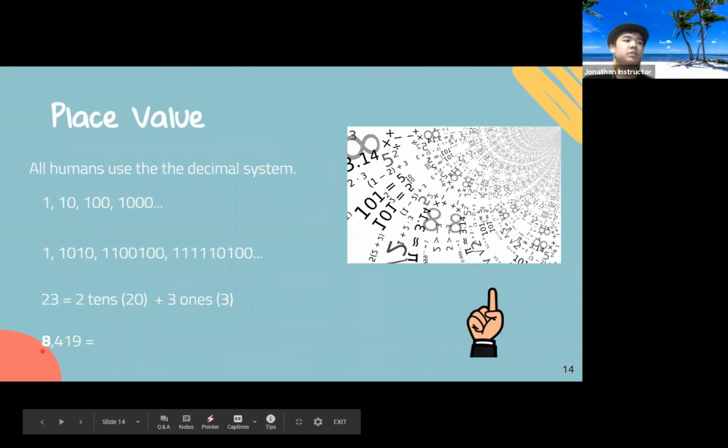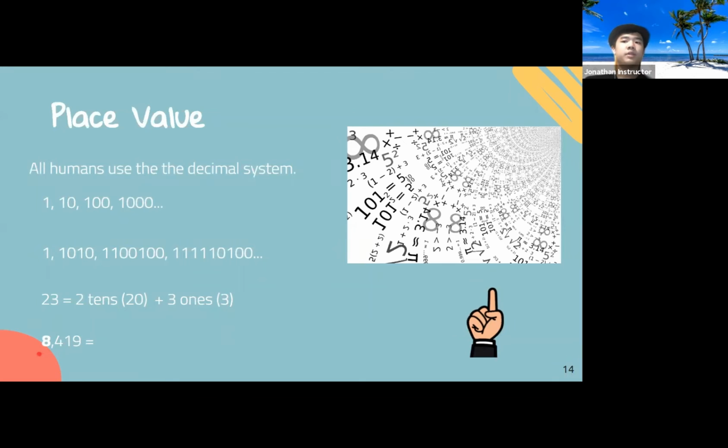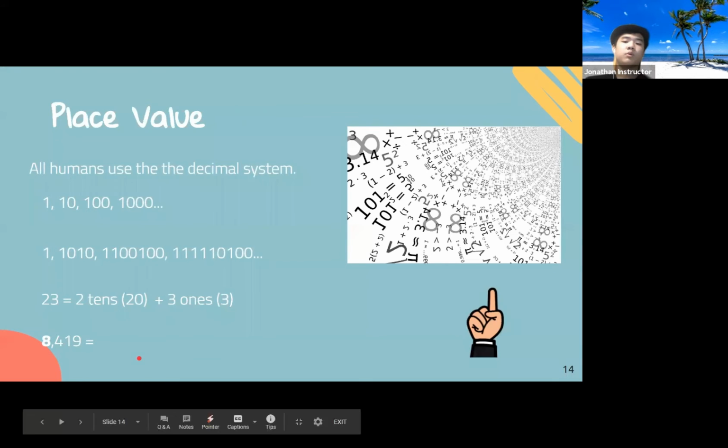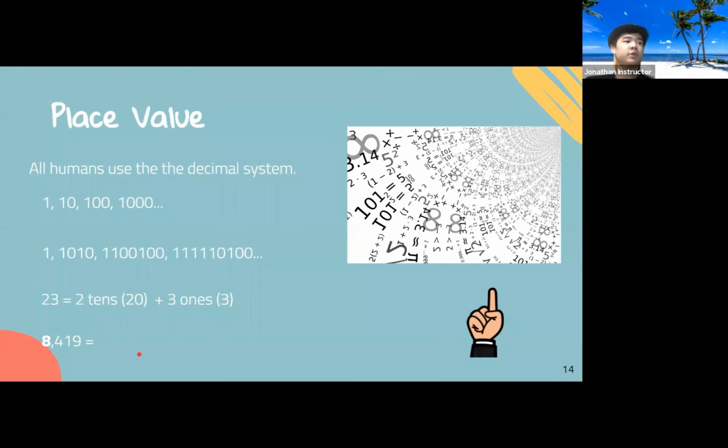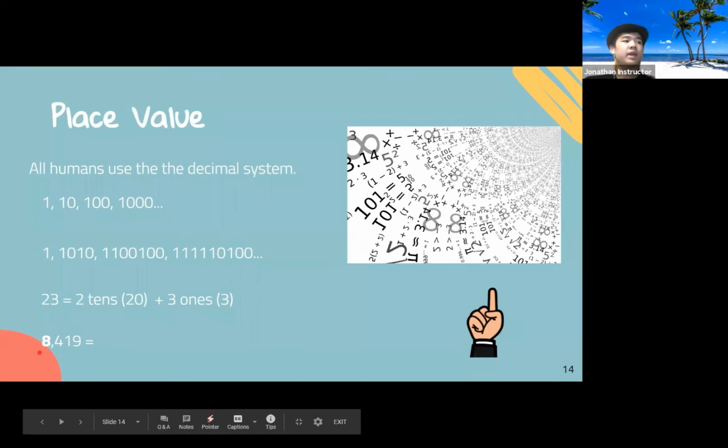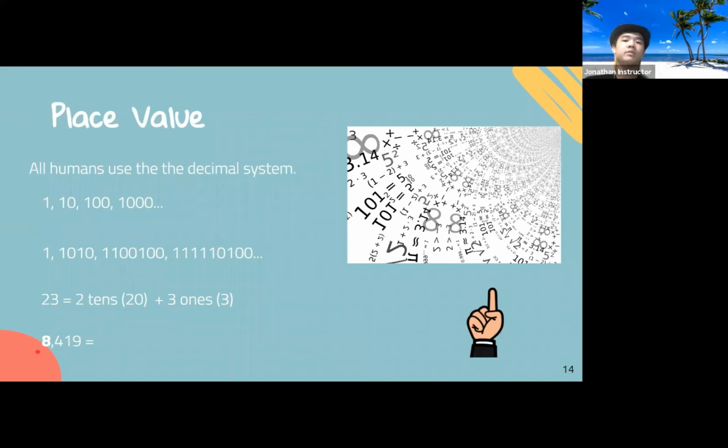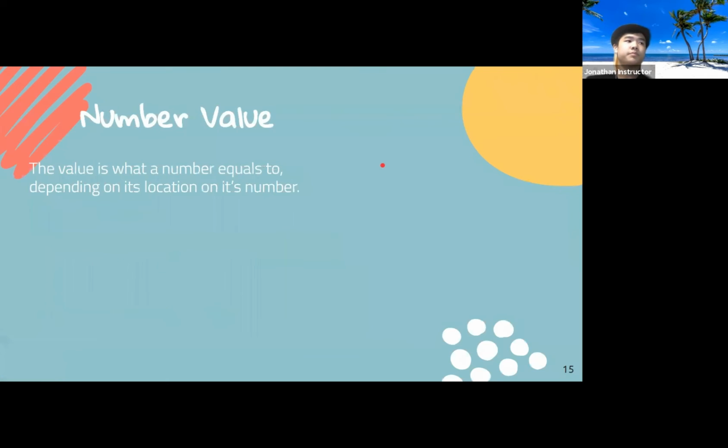So what about this? The place value of 8, which I bolded here. What is the place value of 8? Well, as I said before, place value is where it is. So it's in the ones, tens, hundreds, thousands. The 8 is in the thousands place. That means the place value of 8 is the thousands. And then for 4, it's in the hundreds. For the 1, it's in the tens. And the 9 is in the ones.